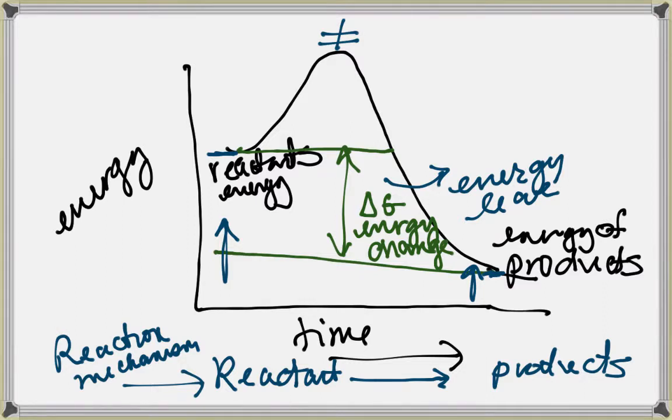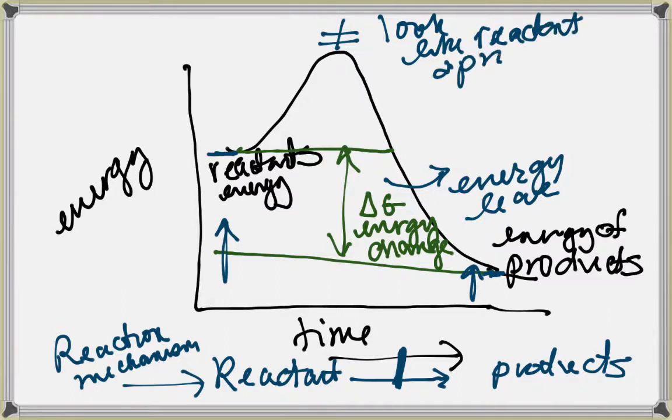Now the transition state is somewhere in the middle of this. This is where they look a little bit like both. They look like the reactants and the products both. That's what a transition state is, right?